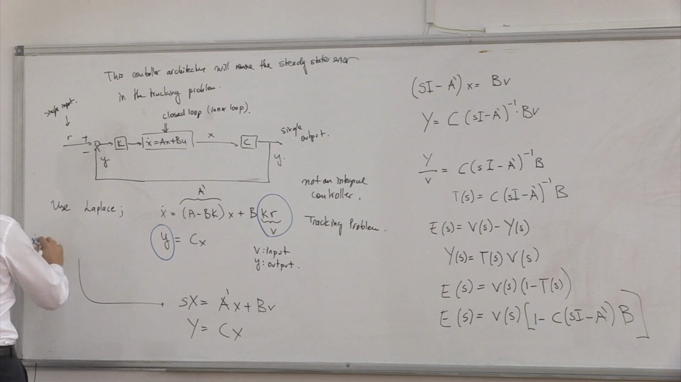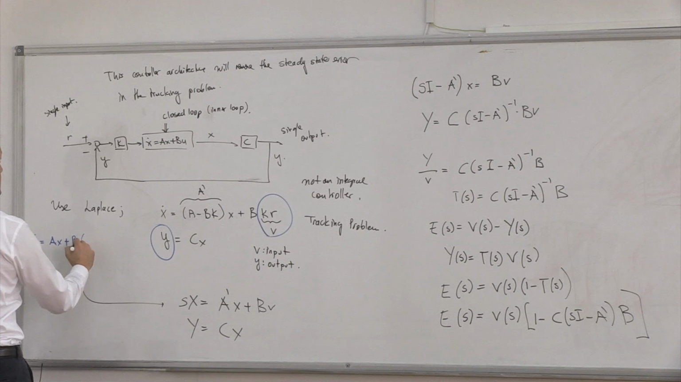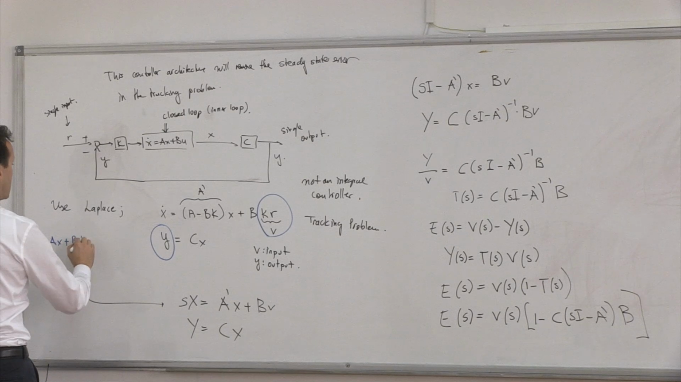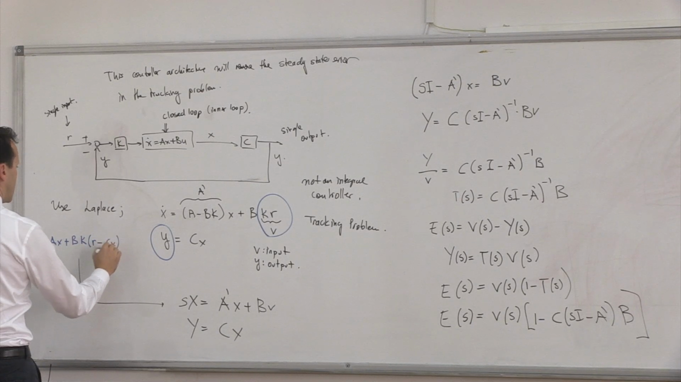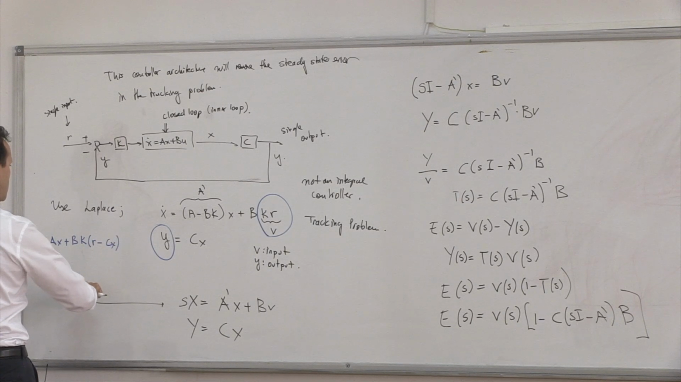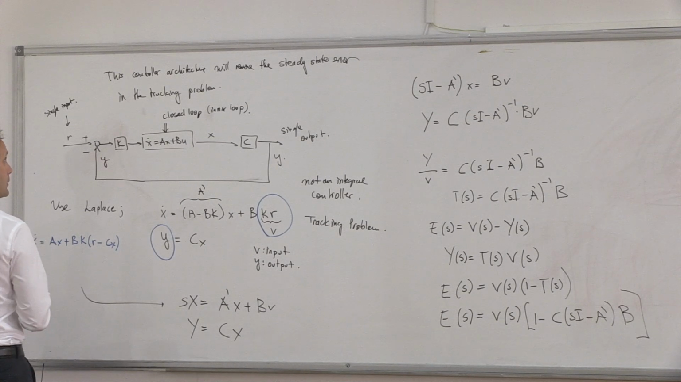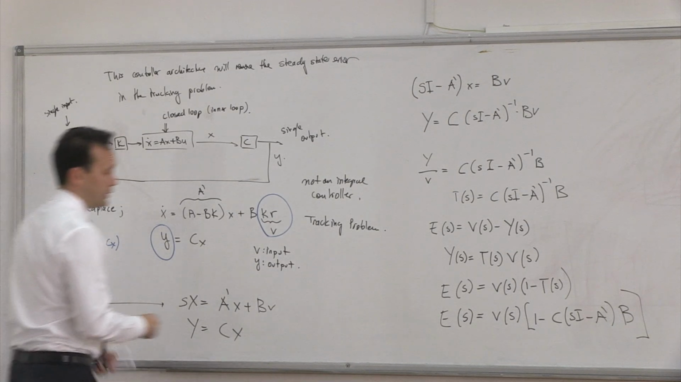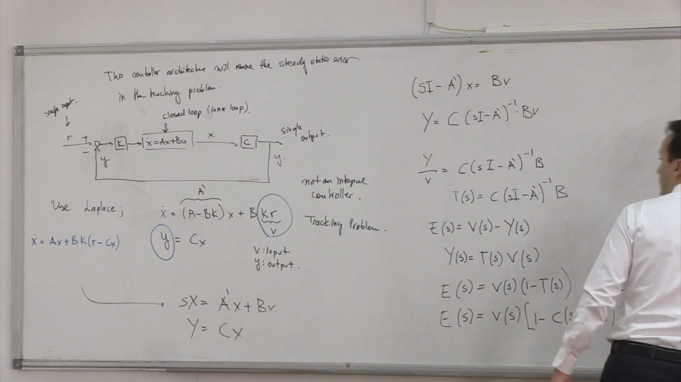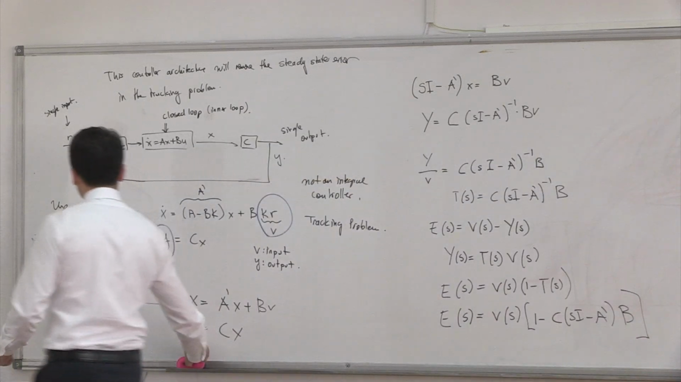X dot equals AX plus B times K times R minus C times X. Oh, that's not what we really did. Sorry. Just one second.